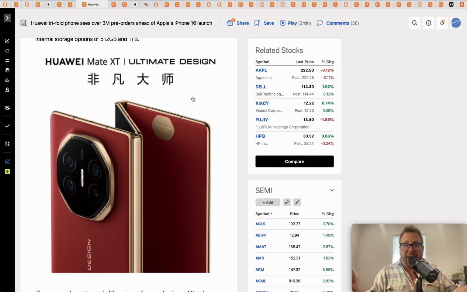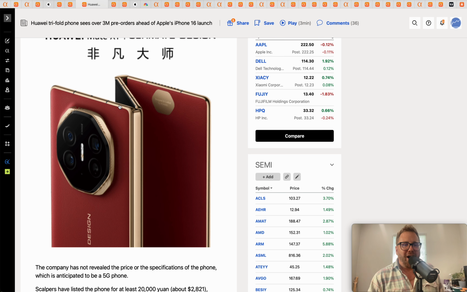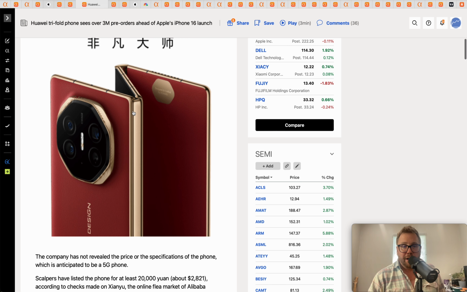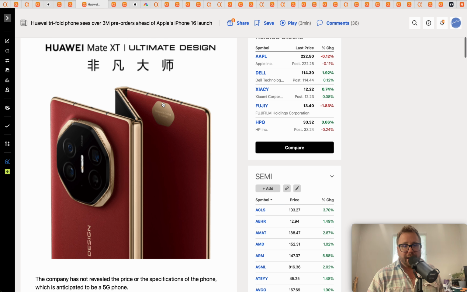Well, they rolled out the ultimate design. It's a trifold. I don't know if you can see this here on the screen. It is a trifold phone. So I thought this was interesting. Looks really nice, actually. The engineering of this phone looks absolutely fantastic. I don't think I'll ever be able to buy one or hold one in my hand, but this looks really, really cool. My guess is you'll probably have copycats here in the United States, maybe potentially from Samsung, maybe potentially from Google as well. But this is an interesting design.